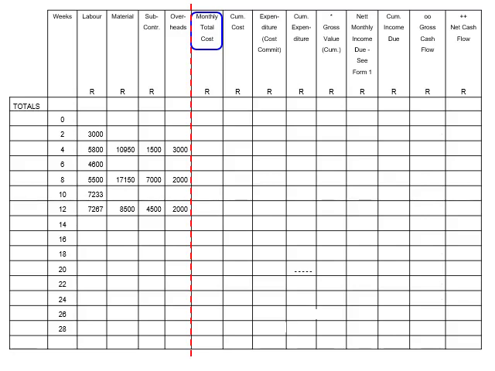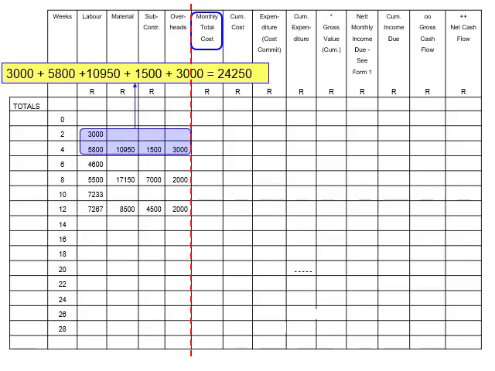This is an easy calculation, and all you need to do is to add all the cost elements for month 1, otherwise indicated as weeks 2 and 4. The amounts to be added are indicated as 3,000 Rand, 5,800 Rand, 10,950 Rand, 1,500 Rand, and 3,000 Rand, which equals 24,250 Rand. Record this amount in the monthly total cost next to 4 weeks. Remember, we assumed that 1 month has 4 weeks. Do the same for month 2, that is weeks 6 and 8, and month 3.